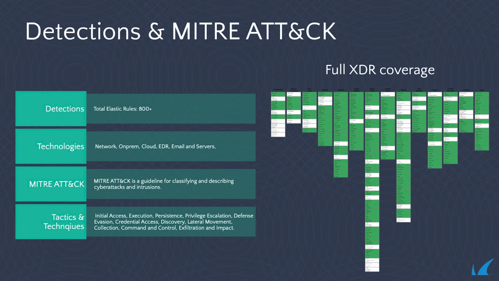So as I mentioned before, the detections are kind of like the bread and butter of the XDR product and our secret sauce. We essentially have 800 custom Elastic rules that we've created covering technologies such as network, on-prem, cloud, EDR. And these are integrations that we're continuously building day in and day out to cover as many technologies as we can for our customers. And as I mentioned before, all of these rules are mapped to the MITRE framework.